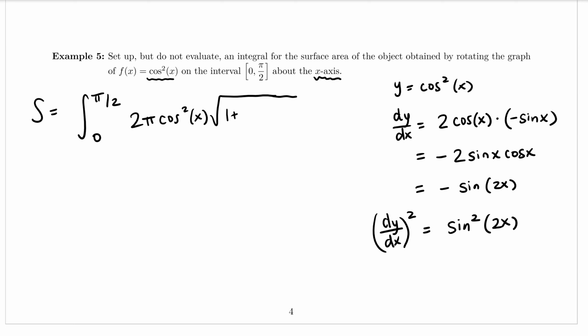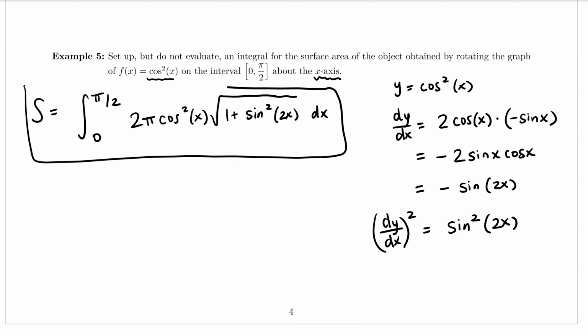So coming back up here, we have sine squared 2x and then dx. And that is our answer for example 5. And that completes this video on surface area.